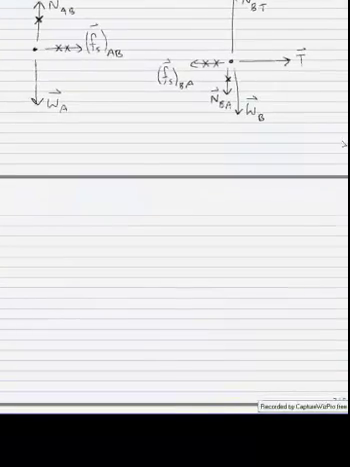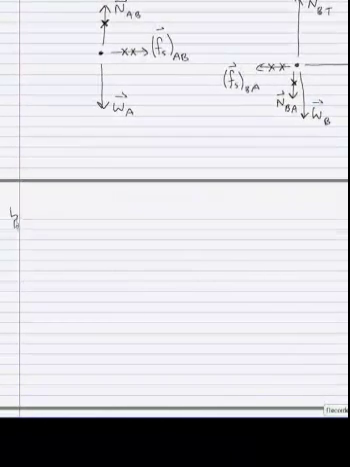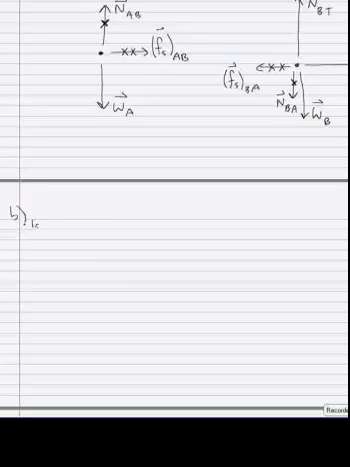Now, if we add friction such that the friction force is equal to the tension, then we get constant speed, constant velocity, or zero acceleration. And so we're going to draw the free body diagrams in this case.